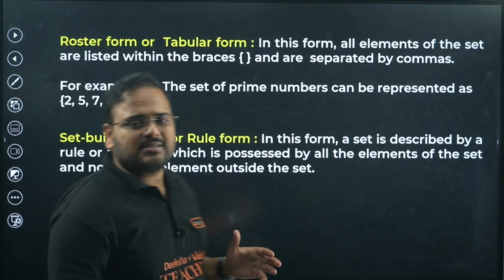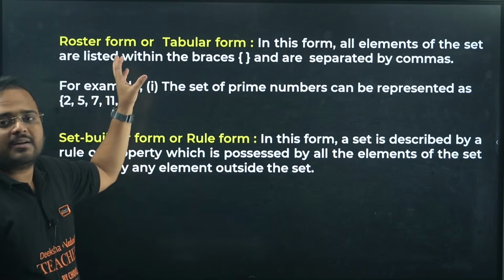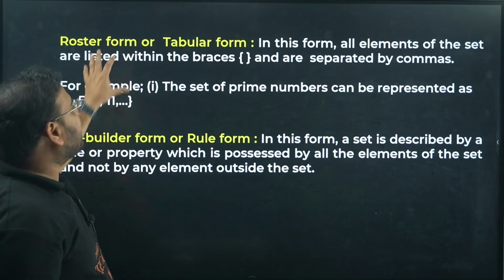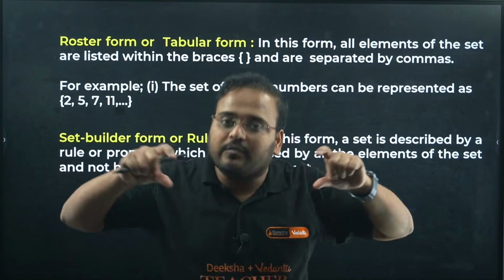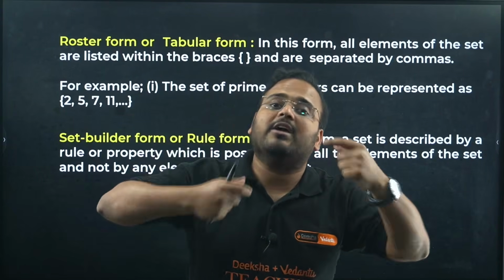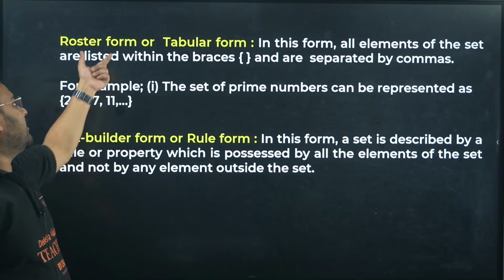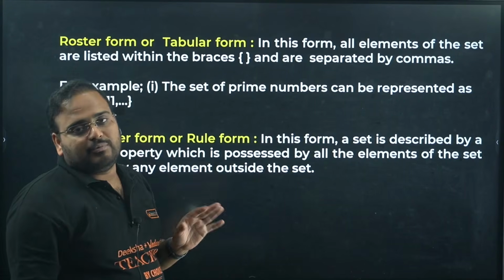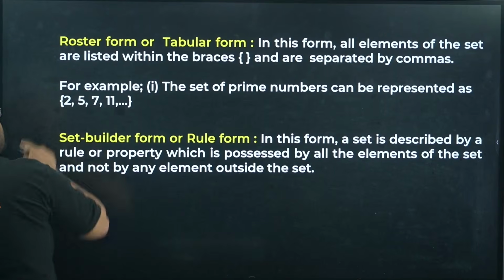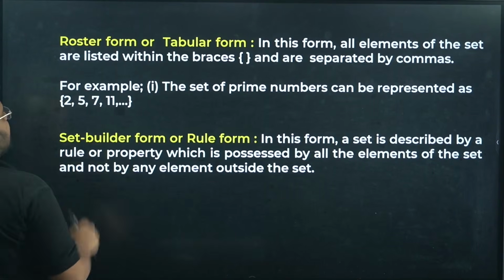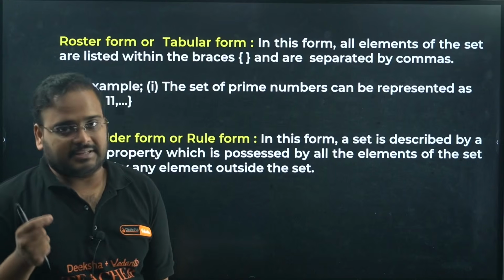Moving on. Next, as I mentioned, we're going to start with the basic 2 forms that we have, the set builder form and the roster form. In the roster form, we write the individual values. We don't write a relation, we don't write a property of the set. Instead, we write the individual elements of the set together in the middle brackets. That is called the roster form or tabular form. It means each of these is an element of the set. Means 2 is part of that set, 5 is part of that set, 7 and 11 are also part of the set. Does it make sense?